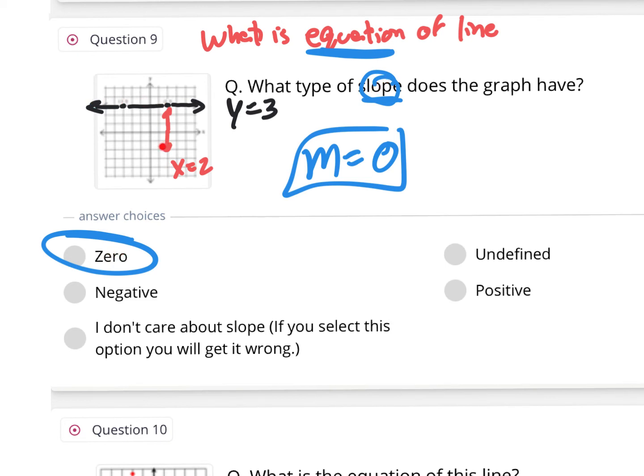If I said, what is the slope of this guy, that's undefined. It's so steep it's undefined. So that would have been undefined if it were this red line. Now, what if I asked you, what is the equation of this black line?